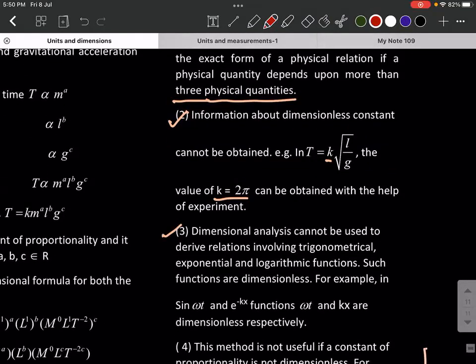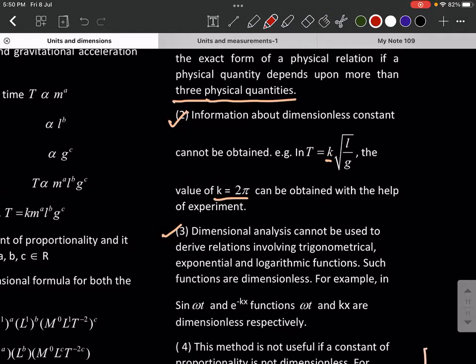And third is, dimensional analysis cannot be used to derive expressions which involve trigonometrical, exponential, and logarithmic functions. Okay. So wherever there is a physical quantity which is dependent on trigonometric, exponential, and logarithmic quantities, you cannot derive the mathematical expression for them using dimensional analysis.